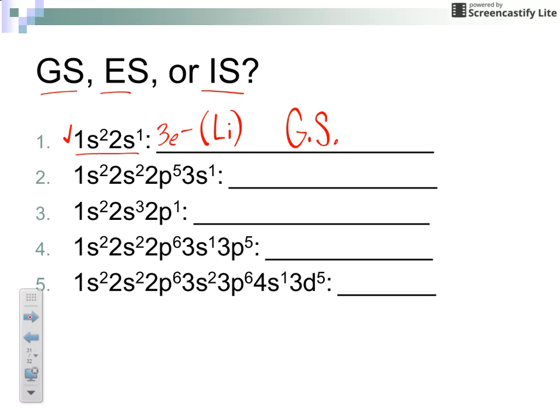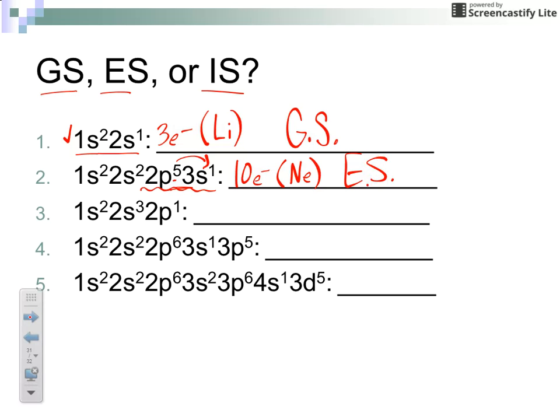Let's look at the second example: 1s2, 2s2, 2p5, 3s1. Let's add up our superscripts. 2 plus 2 is 4, plus 5 is 9, plus 1 is 10. So there are 10 electrons in this electron configuration. If you look at your periodic table, that means this is supposed to represent neon's electron configuration, because it's the element that has 10 electrons. But we normally would not write neon's electron configuration this way. Notice here, the 2p orbital did not get filled up before we moved to the 3s. One of the electrons was excited and jumped up to the 3s orbital early. So this is what we call the excited state.